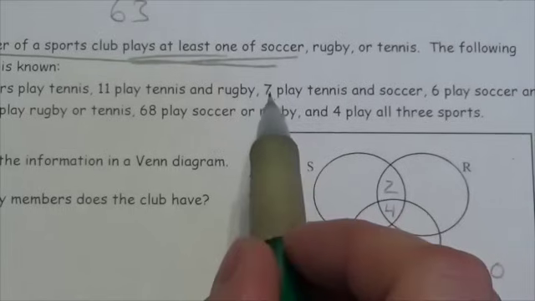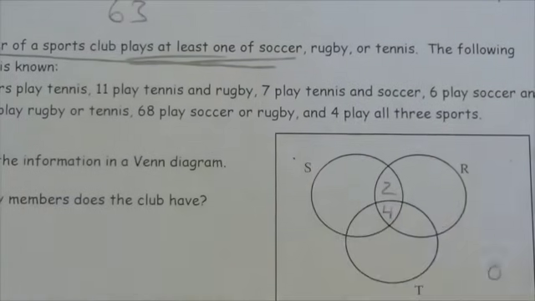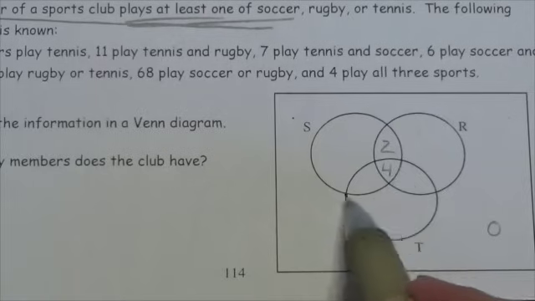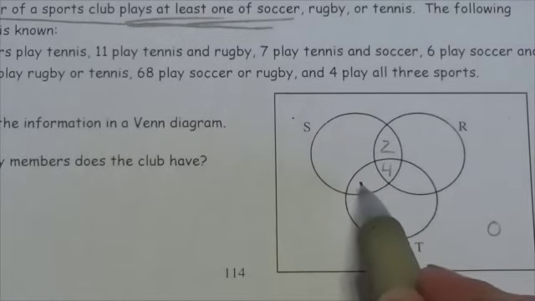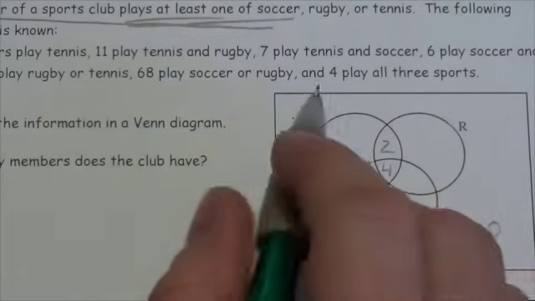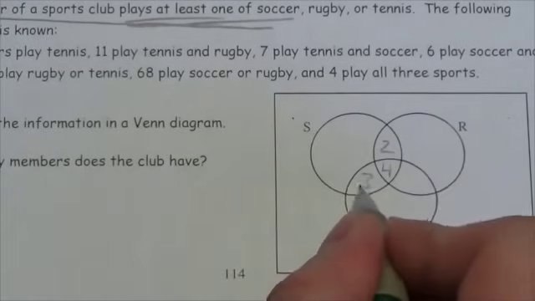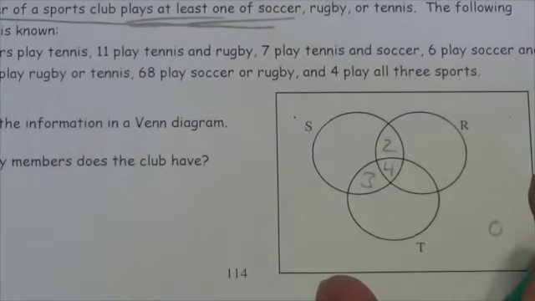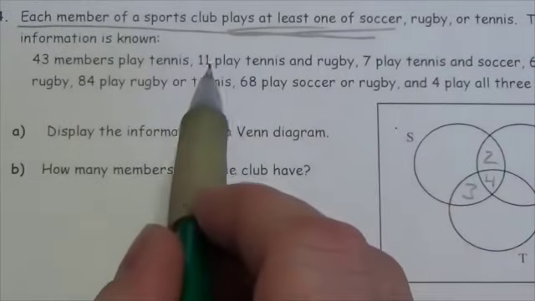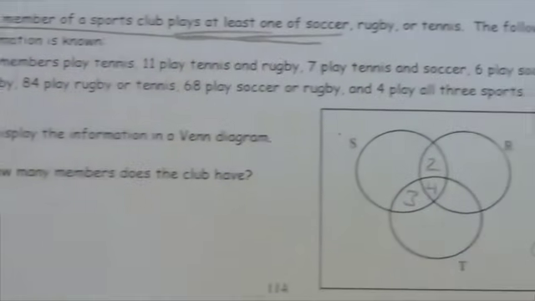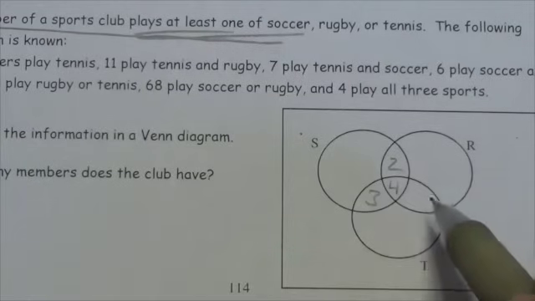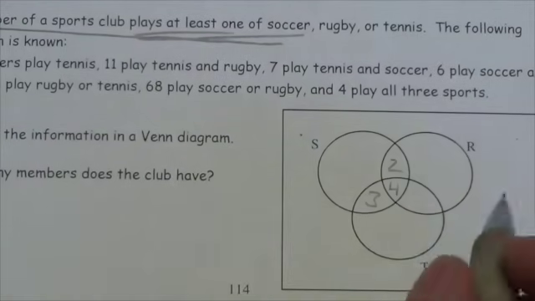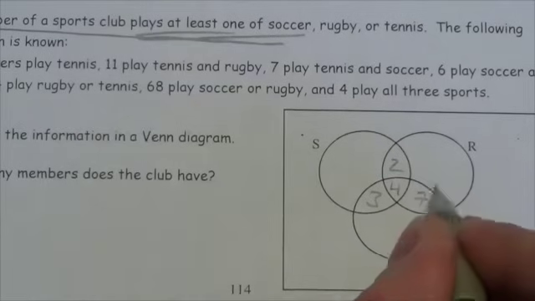The next part it says here, it says 7 play tennis and soccer. Okay, tennis and soccer. That's this subset right here, and it's broken up into 2 parts. There's already 4 people accounted for, so that means there must be 3 right here, so that this overlap comes to 7. Next here it says 11 play tennis and rugby. Okay, tennis and rugby, that's this bit right here. Again, it can be broken up into 2 parts here. I've already got 4 accounted for, so this must be 7 left over there.